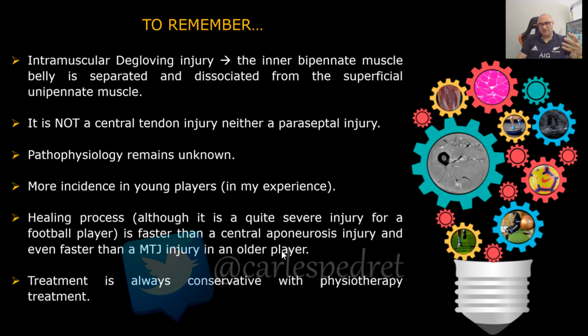So here I want to clarify this point a little bit, because we talk about the intramuscular degloving injury, and if we have to classify that injury, probably we can say it's an intramuscular injury. We know that intramuscular injuries are very mild injuries, but not in this case, because this is not a disruption in a muscle fiber. It's a detachment of one part of a muscle from another. So it's quite a severe injury, but not at the highest grade of a paraseptal injury or a central tendon injury. And the treatment is always conservative with physiotherapy, and it can go from 3, 4 to 6 weeks, more or less, depending on the affection, the hematoma, and of course the treatment. So that's it.